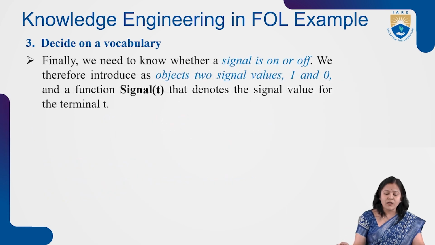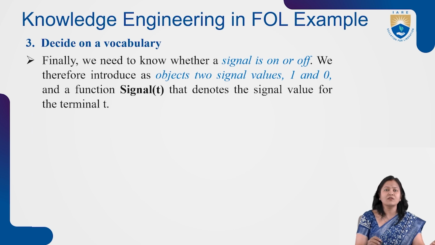Finally, one more convention is there, that is signal. As we know, in any electronic circuit the signal can be on or off. So therefore we introduce two objects, two signal values. One is 1, another one is 0. So here we use the function Signal(t), where t stands for the terminal. Signal(t) represents whether the signal of the terminal is 1 or 0.